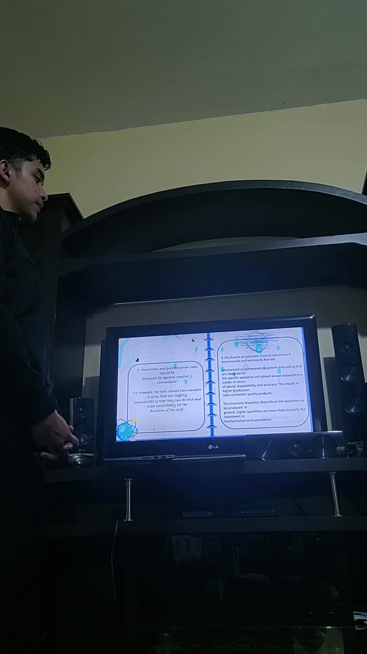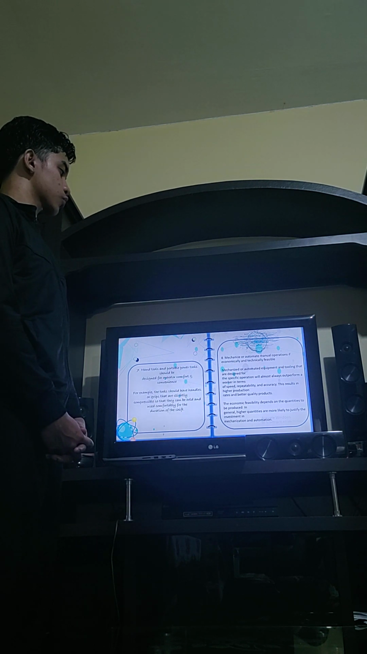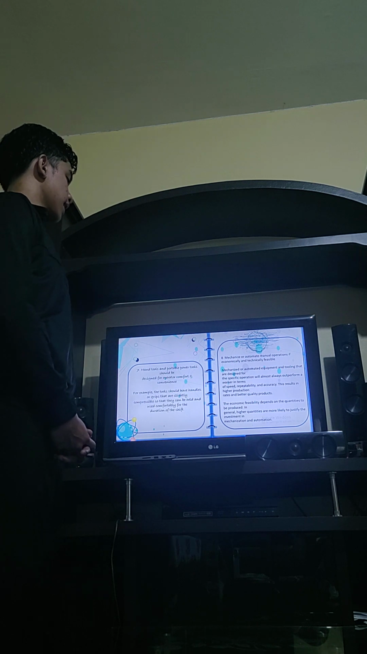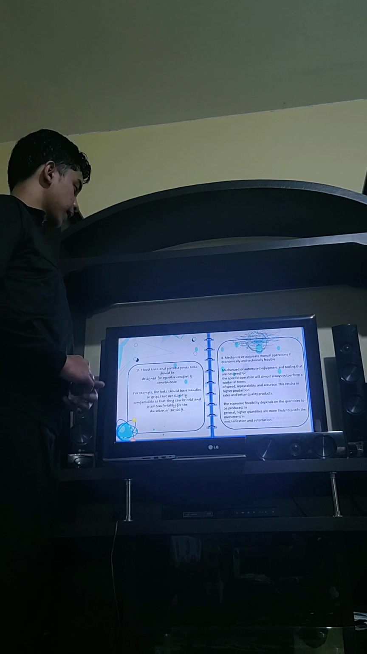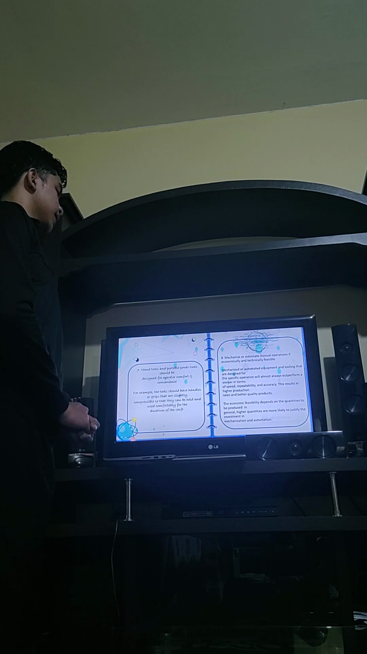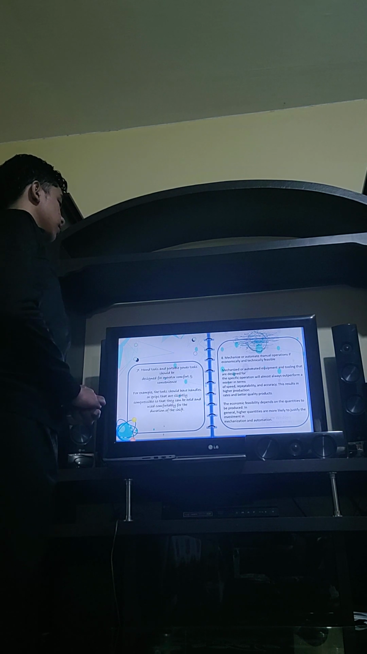The economic feasibility depends on the quantities to be produced. In general, higher quantities are more likely to justify the investment in mechanization and automation.